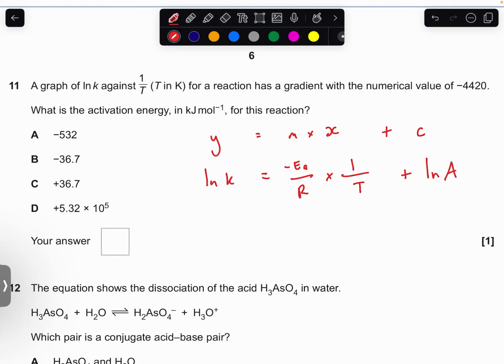So if the gradient is given as -4420, and they want it in kilojoules per mole, what you do is -4420. Let's multiply this by minus R, which is 8.314. That gets rid of the R and gets rid of the minus sign and gives your activation energy in joules per mole.